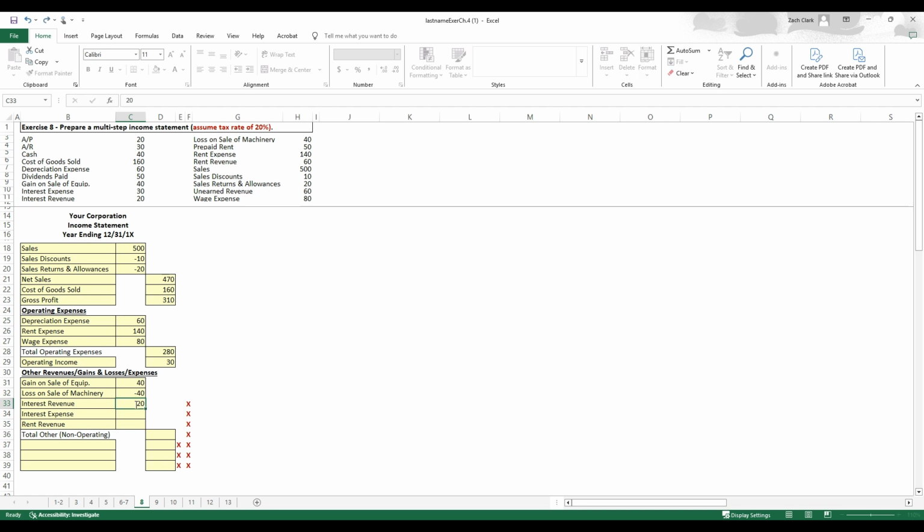Oh, no, that's not right. Interest revenue is 20. Interest expense is negative 30. Again, we'll put the negatives. Rent revenue is 60. And then we can just auto sum all those. Okay, so we have total other non-operating income. That's going to be a positive. And then let's go into the bottom section here with pre-tax net income.